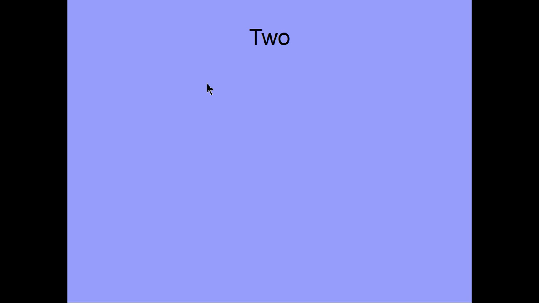Left again moves to the previous slide. Okay, and right is used for the next slide. So we can use the up arrow key or left arrow key to move to the previous slide. We can use the right arrow key or down arrow key on the keyboard to move to the next slide.